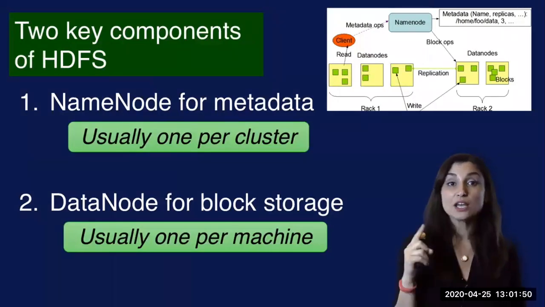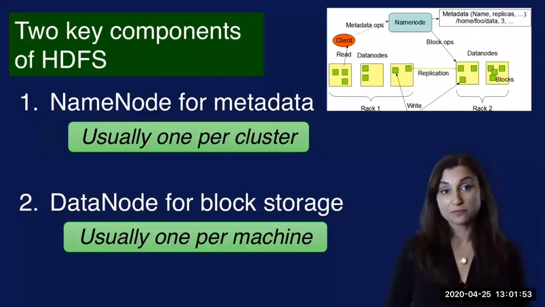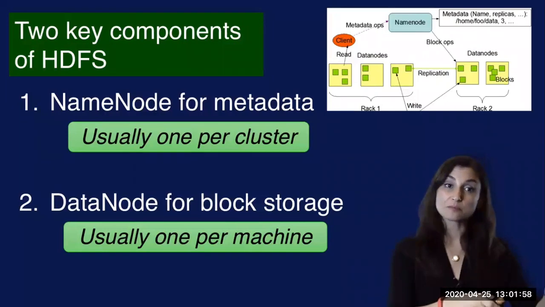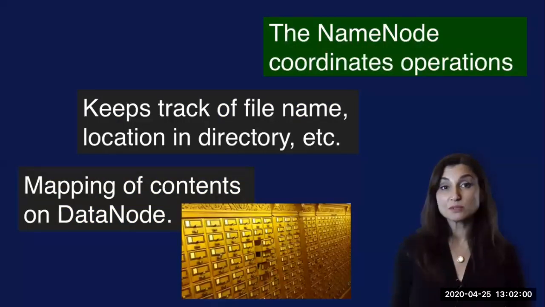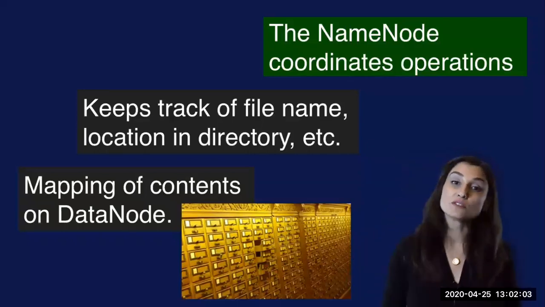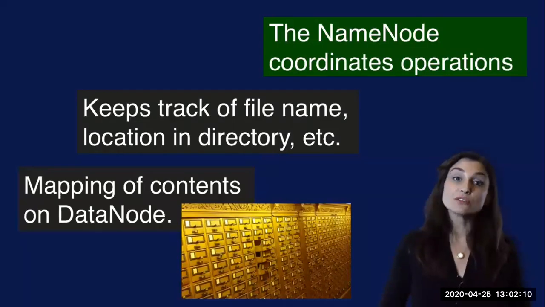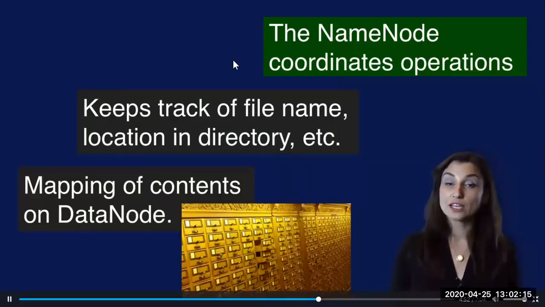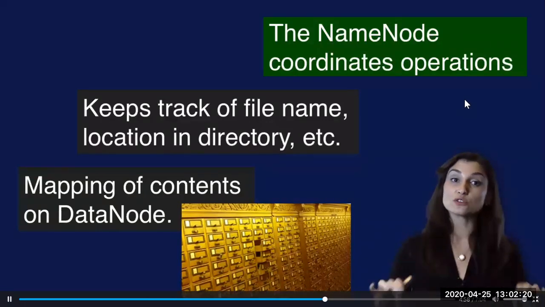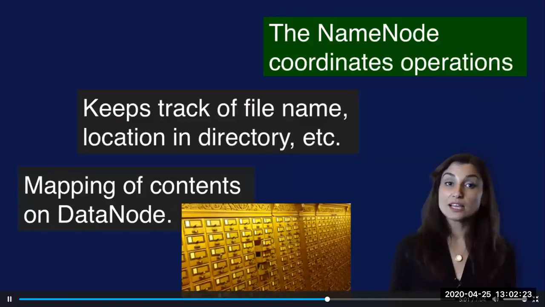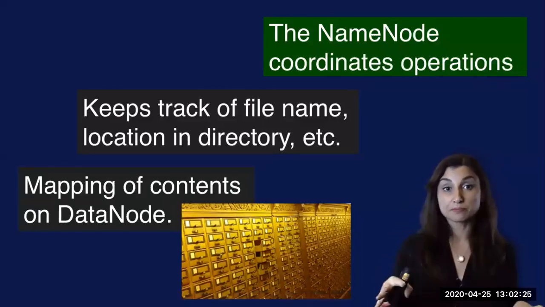There is usually 1 name node per cluster. A data node, however, runs on each node in the cluster. In some sense, the name node is the administrator or the coordinator of the HDFS cluster. When a file is created, the name node records the name, location in the directory hierarchy, and other metadata. The name node also decides which data nodes to store the contents of the file and remembers this mapping.